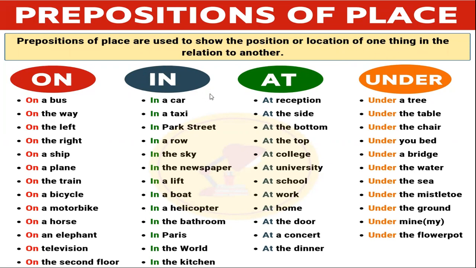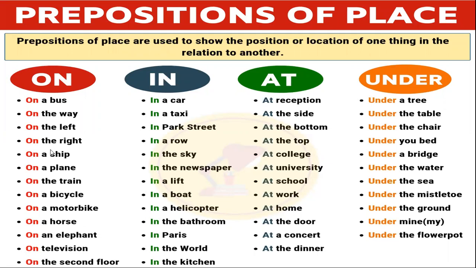These four prepositions can be used for preposition of place: on, in, at, under. So where can we use on? On is used for on a bus. We can say on a bus, on the way, on the left, on the right, on a ship, on a plane, on the train, on a bicycle, on a motorbike, on a horse, on an elephant, on television, on the second floor.